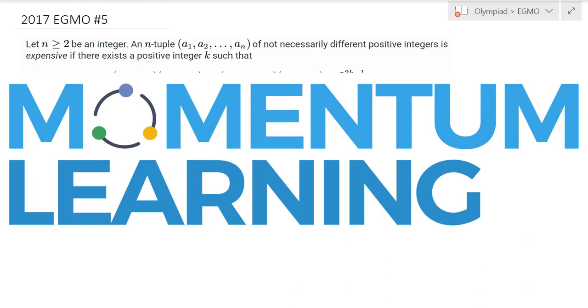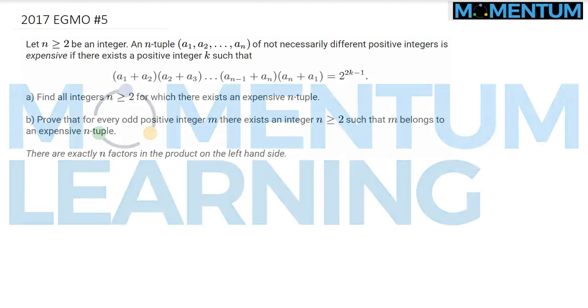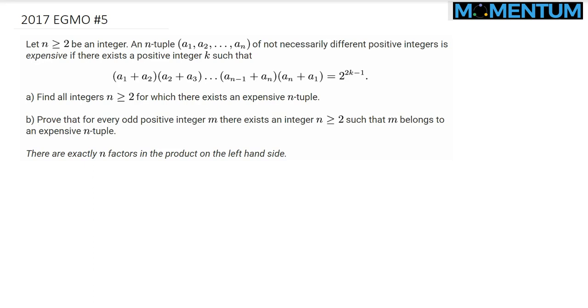This is 2017 EGMO problem number 5, and here is a view of this. Well, I think it's a number theory problem, right? We have this definition of an expansive n-tuple. An n-tuple is an n-tuple of integers, not necessarily different integers, right?